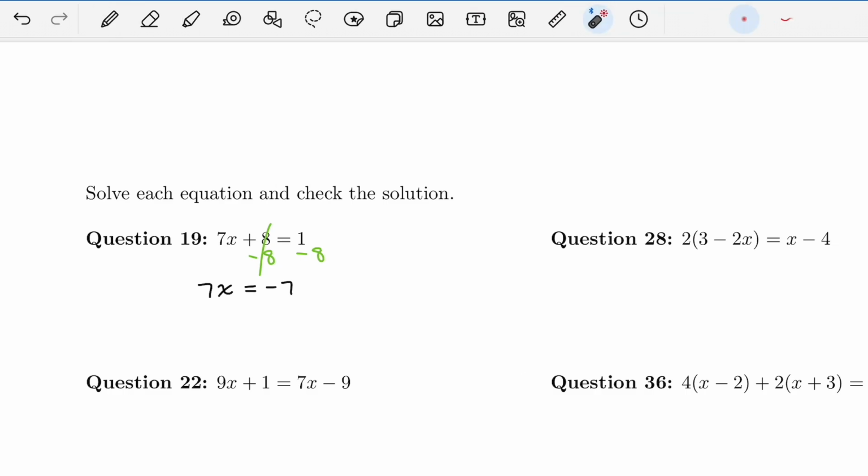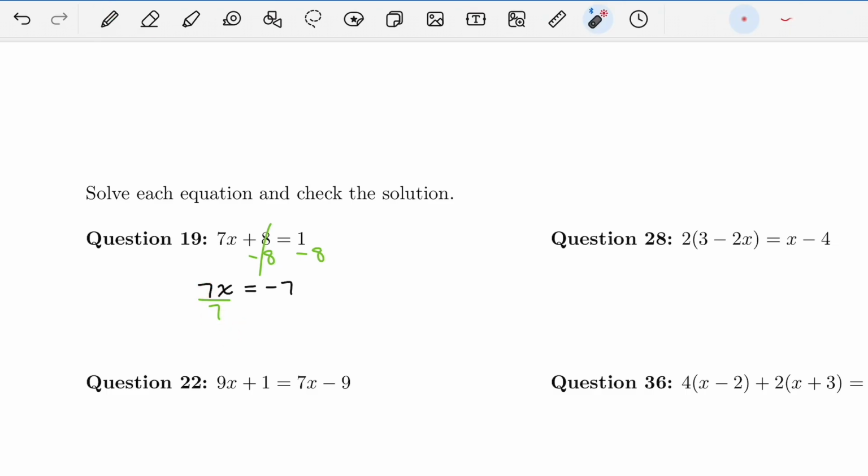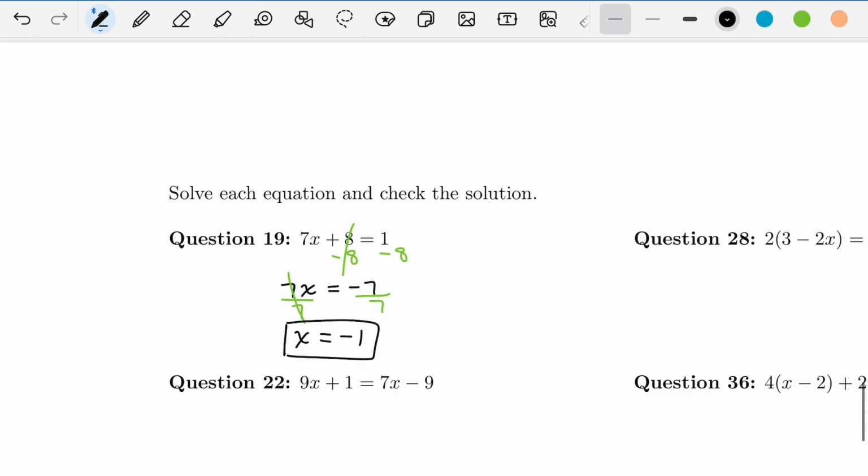Now what's happening to this variable is it's just being multiplied by 7. So we're going to want to undo that multiplication. In order to undo multiplication, we use division. We know that 7 divided by 7 is just 1, so these cancel here. Whatever we do to one side, we have to do to the other side of our equation. So we're just left with x by itself, and that'll be equal to negative 7 divided by 7, which is just negative 1.